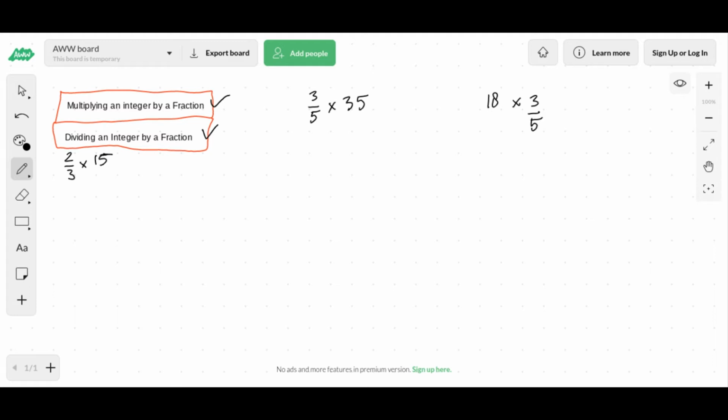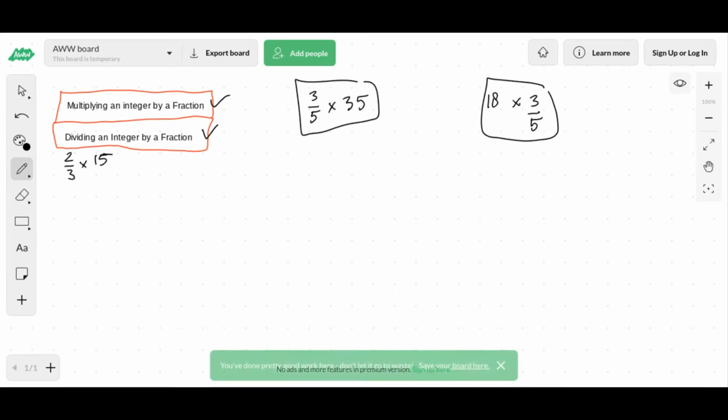In here, you can see three examples, and we will solve all of them together. And I hope by the end of this video, your understanding about multiplying and dividing an integer by a fraction will be better. So let's solve the first question.